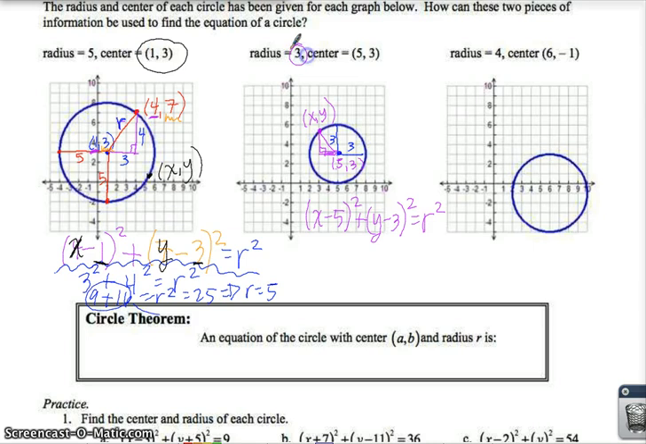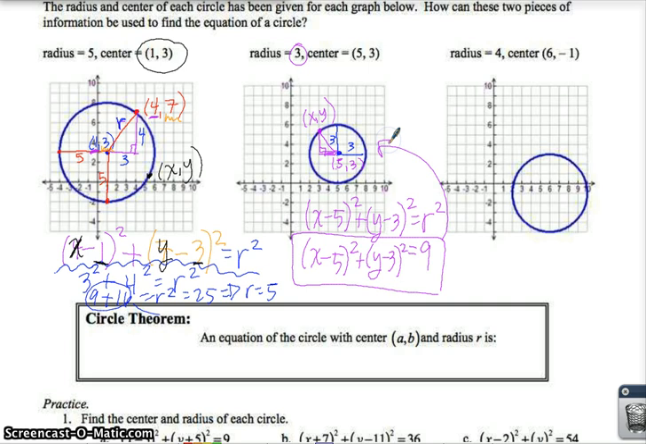Well, what is r? We're saying it's 3, so 3 squared is 9. So right here, this is an equation of this circle. We replace the 5 for the x-coordinate, the 3 is replaced as the y-coordinate, and then the radius over here. And this is just the Pythagorean theorem, remember, or the distance formula.